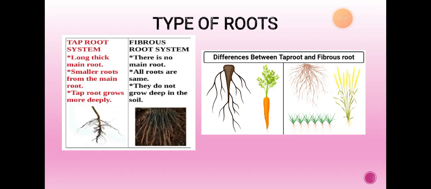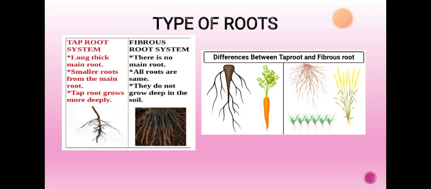In the fibrous root all the roots are the same. We cannot say that there are smaller roots from the main roots. No, all the roots are the same size. There's no one bigger, no one smaller, no one medium. Every root is of the same size.